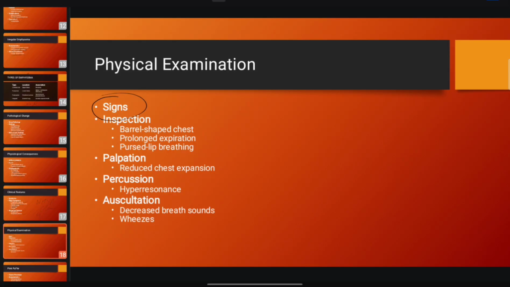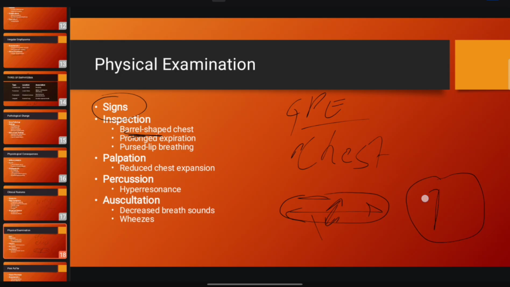We talk about the signs on inspection of the chest. First always go with the general physical examination, and then the chest examination. So in the chest examination you will have a barrel shaped chest. Normally the chest is like this, so the anterior-posterior diameter is less than this diameter. In the barrel shaped chest the anterior-posterior diameter is increased, and we have prolonged expiration because there is a loss of elastic recoil and airflow trapping.